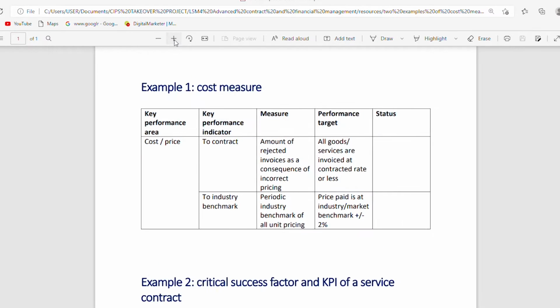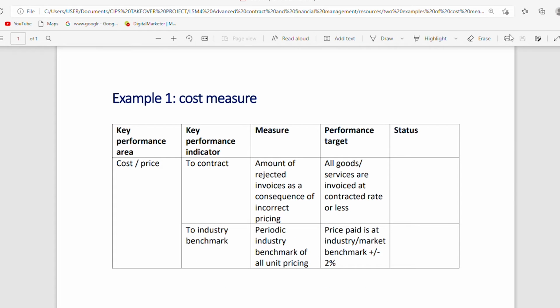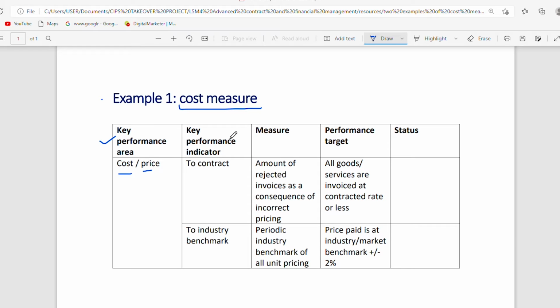In this case, we are looking at an example of a cost measure. Let's say this is the matrix, and this is the first one. So the key performance area, what exactly are we looking at? Cost or price. So what's the KPI? In this case, the KPI to a contract, or the KPI to an industry benchmark. So that's what you're looking at.